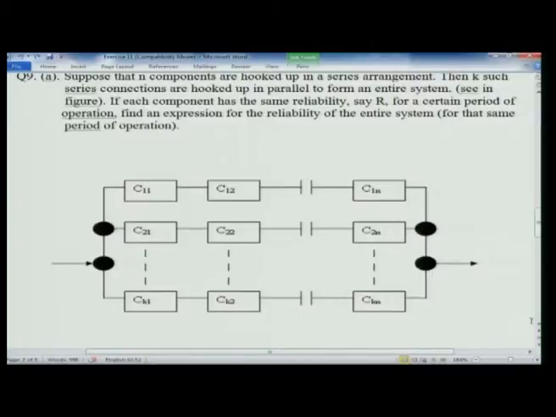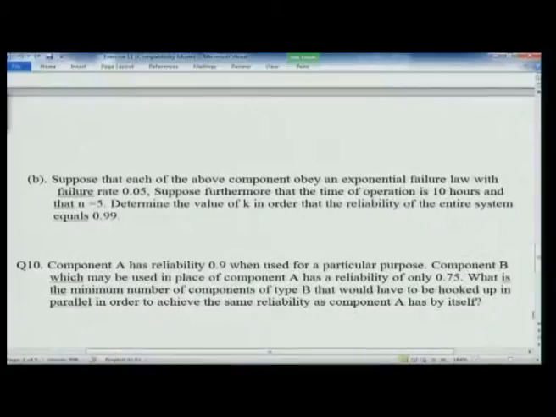Just sit down, patiently write down the reliability function for this series connection, for this and this it will be the same, and then you do the parallel thing. Okay. So, there are k in parallel, and you have n in series. So, just patiently sit down and you can write down the expression for the reliability function for the whole system. You should be able to do it.